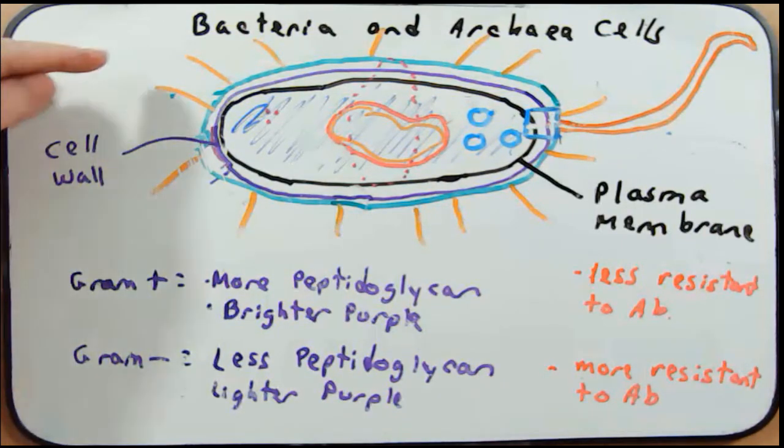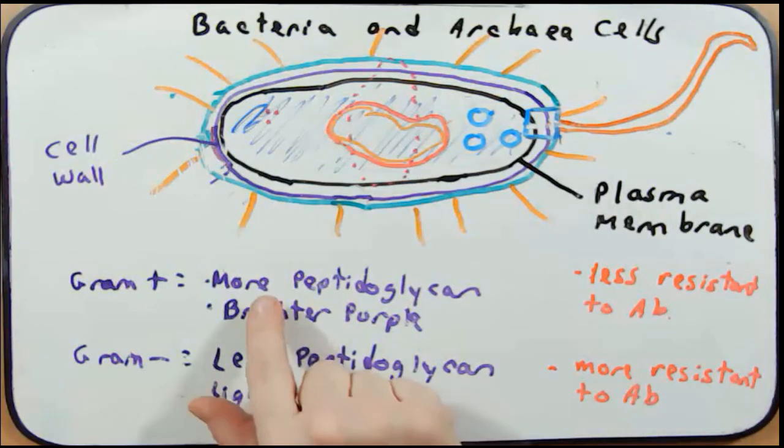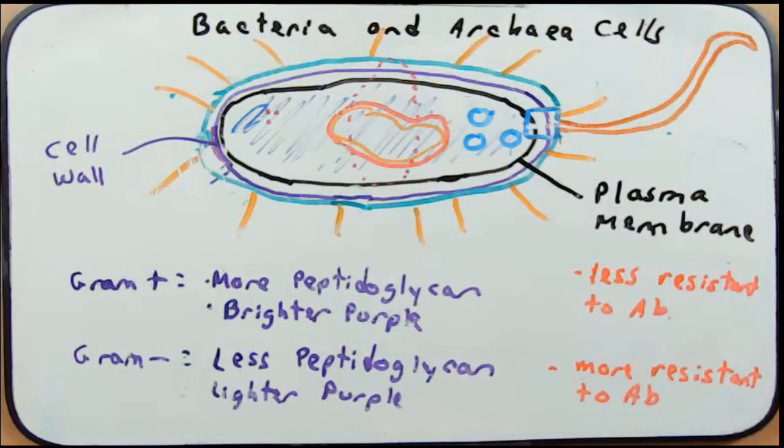So to summarize, bacteria have cell walls, and those cell walls are either gram-positive or gram-negative. And it's based almost entirely upon how much peptidoglycan is found in that cell wall.